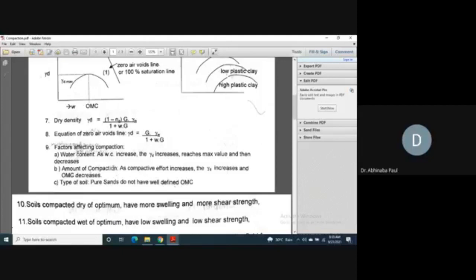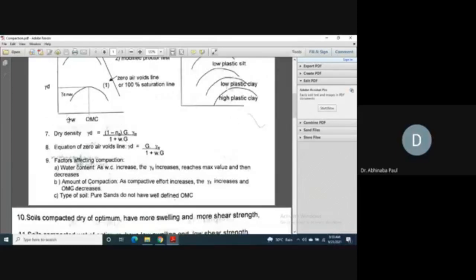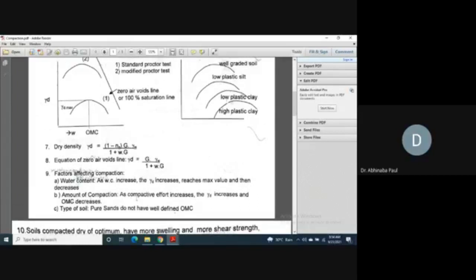Now factors affecting compaction. So these are very important. What are the factors which affect compaction? First one is water content. So you see as the water content increases, gamma D increases, reaches a maximum value, then decreases. From this graph it is clear. Then amount of compaction. From this curve we can see that as compactive effort increases, gamma D increases and OMC decreases. From 1 and 2 we can see, 1 is standard Proctor, 2 is modified, so 2 is higher compactive effort.